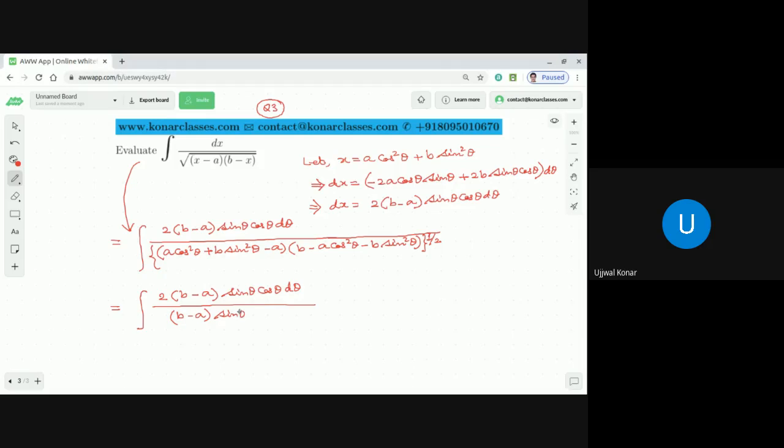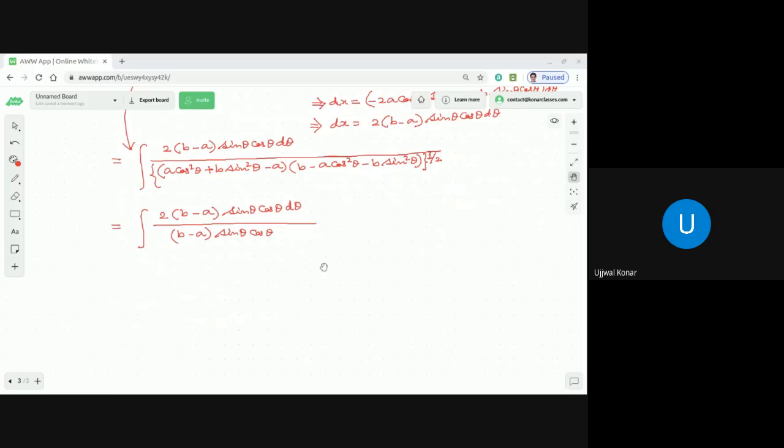Are you getting my point? Because it is power 1/2, na? Yes. All of you got it, dear students. Disha, you got it? Srijita? So then what will you do? Okay, then 2 integration d theta. It is so simple now, correct? Since b minus a cannot be equal to 0, 2 into d theta means 2 into theta plus c, where c is the integrating constant.